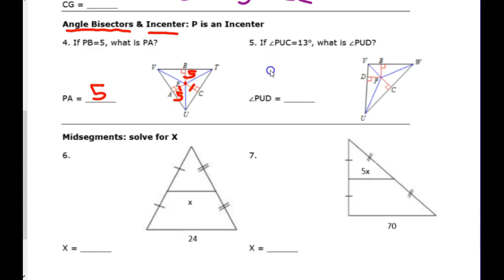Equal in their measurement. Now, we talked about angle bisectors. So here's another easy one. PUC, this little angle right here, is 13.